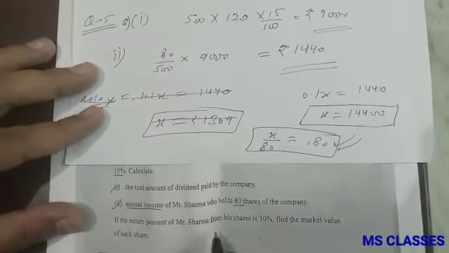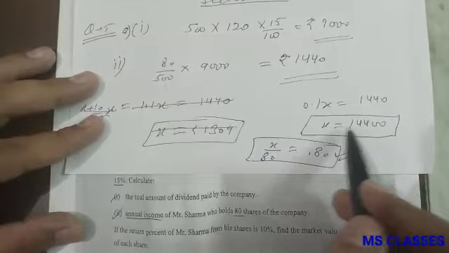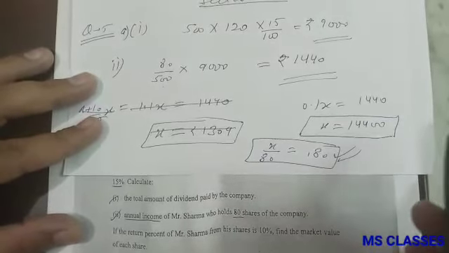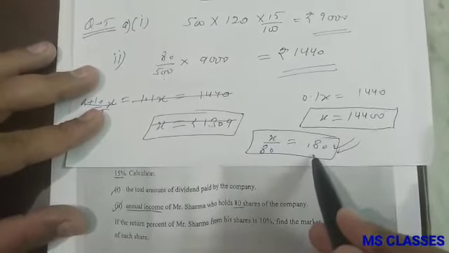And the return from his share is 10%. Find the market value, that will be from here you get X as 14400, so the market value will come around 180.